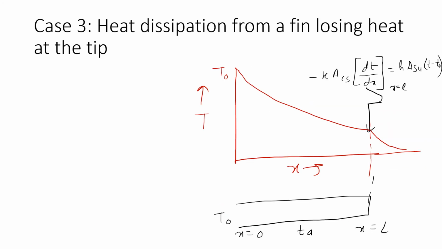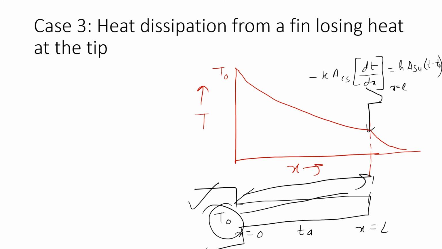Now we will discuss the third case, that is heat dissipation from a fin which is losing heat at the tip. Now just observe this fin. This is our base having temperature T naught and the fin is having some finite length, that is L. Now you can observe the temperature decreasing. At x equal to L, the fin will lose heat and this heat will be equal to the heat by convection. This is the area of surface which is losing heat.